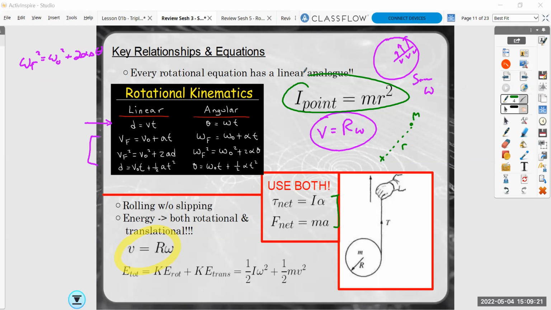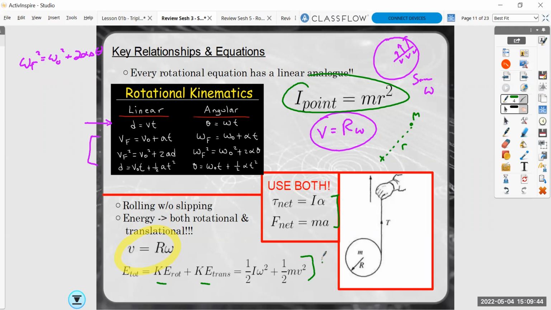Yeah, excellent. There's some comments about energy. These are also in your packet. When something is rolling, it's really important to note that it is both rotating and translating. So it has 2 types of energy. It has 1/2 I omega squared and 1/2 mv squared. In that case, it is both spinning and moving.